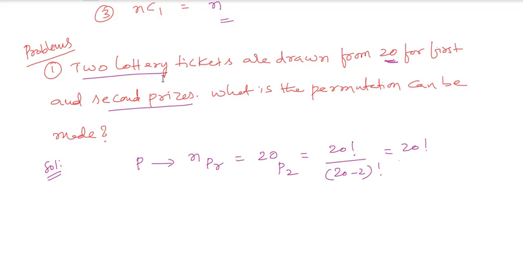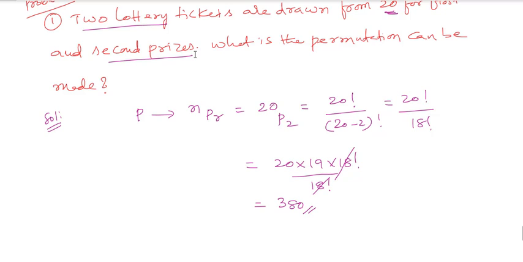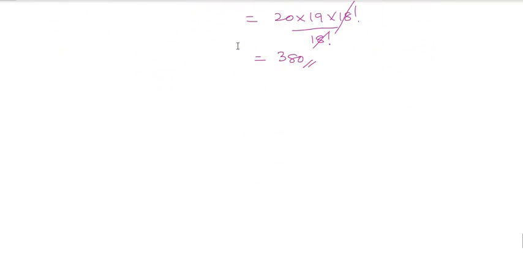So this 20 factorial I can represent as 20 into 19 into 18 factorial divided by 18 factorial. So the 18 factorials will get cancelled, and the answer will be 380 ways I can arrange those criteria. Clear? That is how I have to do the things. Next problem. These are all simple problems, nothing more than that. For understanding the concept, I'm just giving them here.